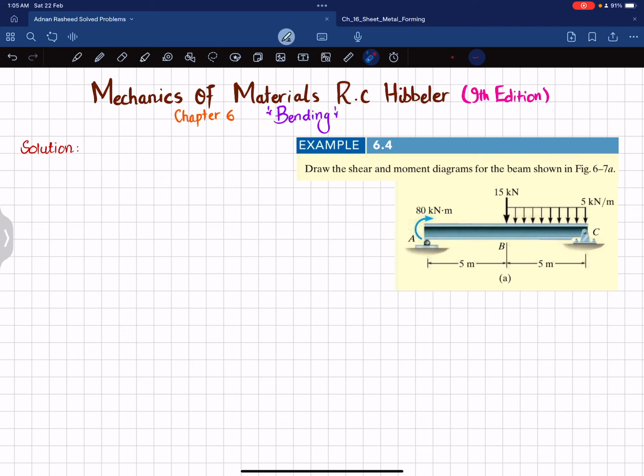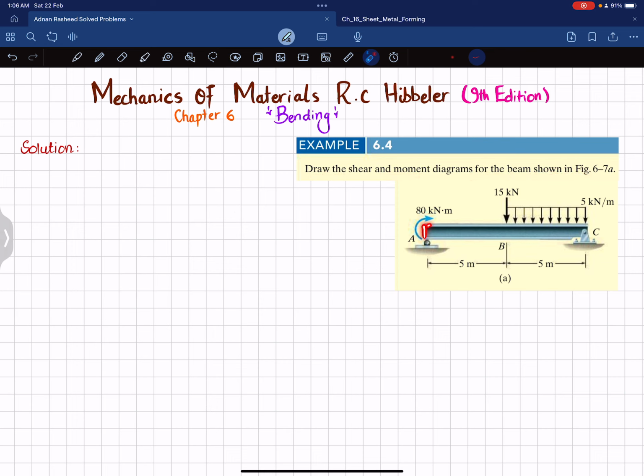Welcome back. In this video, we are going to solve problem example 6.4 that is taken from chapter number 6, bending, and the book name is Mechanics of Materials by R.C. Hibbeler, 9th edition. So the statement is: draw the shear and moment diagram for the beam shown in figure 6-7a.